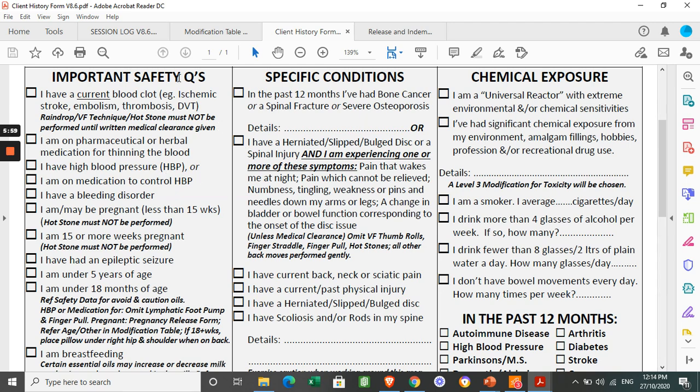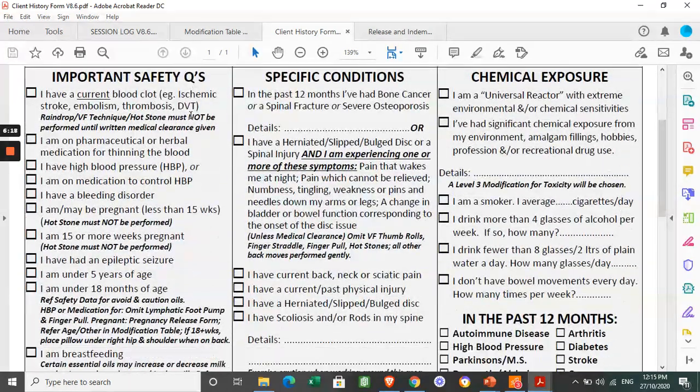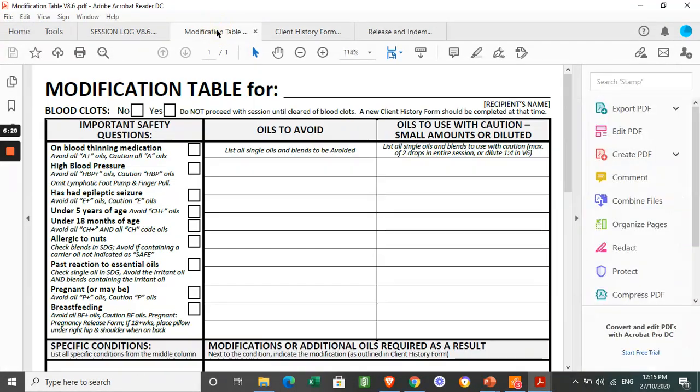Now I'm going to flick backwards and forwards between two forms here. So I'm going to show you now where we would take that information and record it on our modification table. Because our client history form is where we collect all the client information, and then the modification table helps us to record that so that we know what modifications we're making and what factors of safety and contraindication we are taking into effect for each individual.